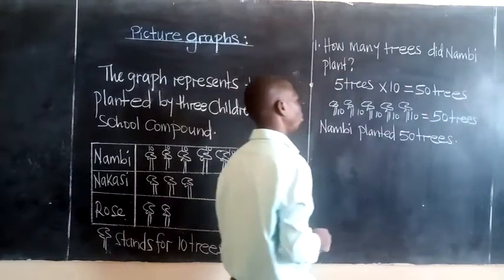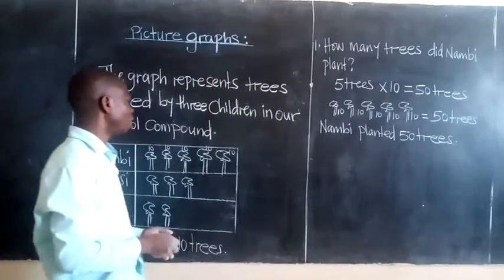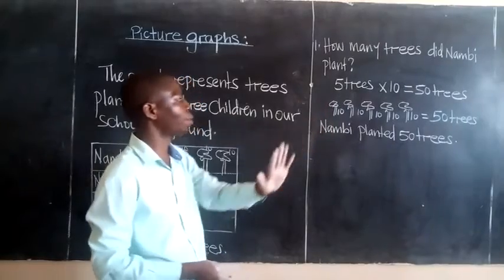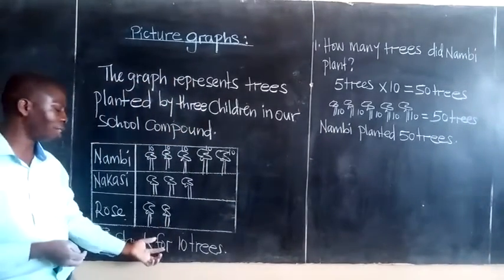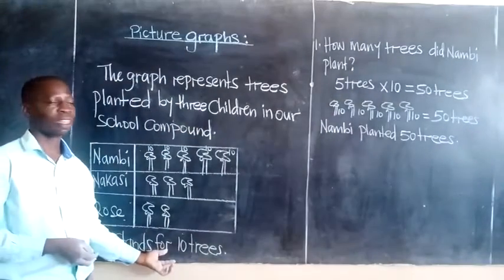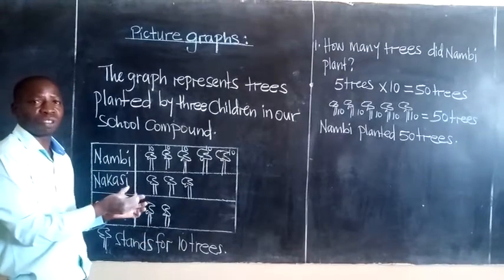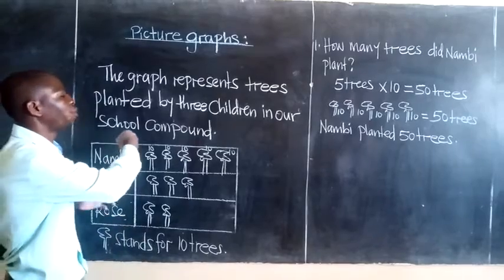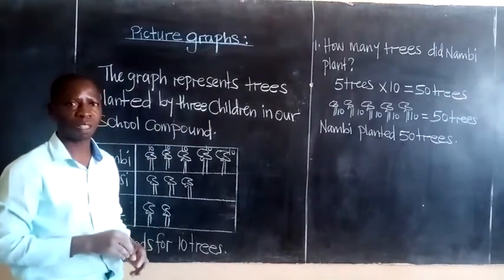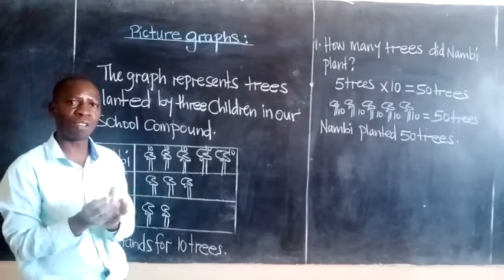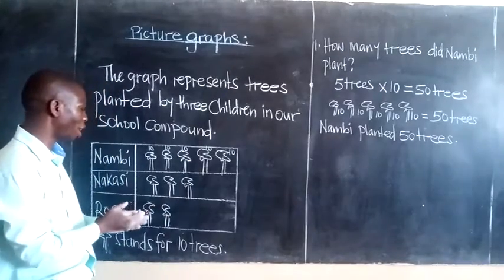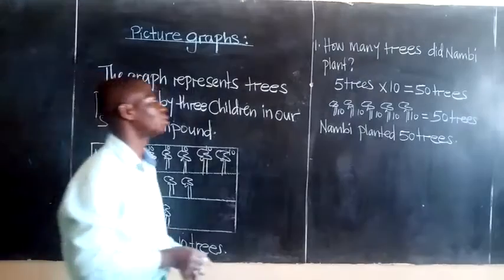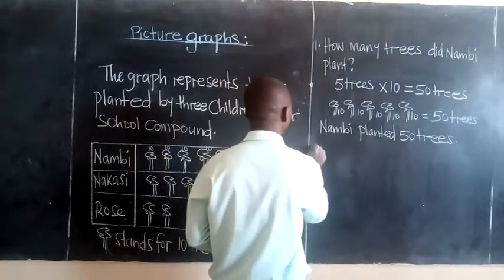Nabi planted 50 trees. So what does that mean? Instead of drawing 50 trees here, wasting time drawing 50 trees, these people deal with a scale. They can do it in short form using a scale, other than drawing 50 trees. That one is time wasting. So what they do is to make it smaller by using a scale. So that's very important. Question 2.